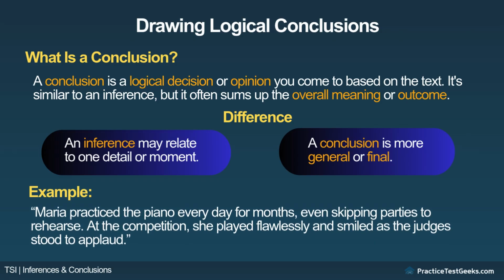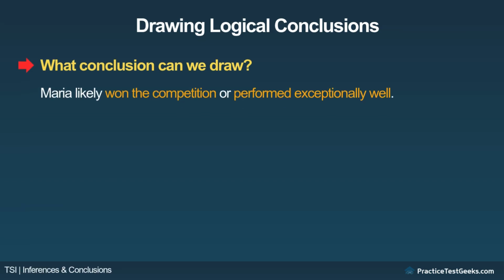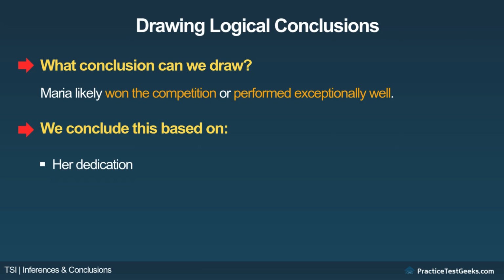Example. Maria practiced the piano every day for months, even skipping parties to rehearse. At the competition, she played flawlessly and smiled as the judges stood to applaud. Question. What conclusion can we draw? Maria likely won the competition or performed exceptionally well. We come to this conclusion based on these key details. Her dedication. Played flawlessly. The judges applauding.